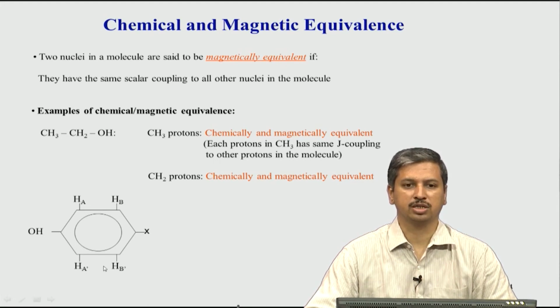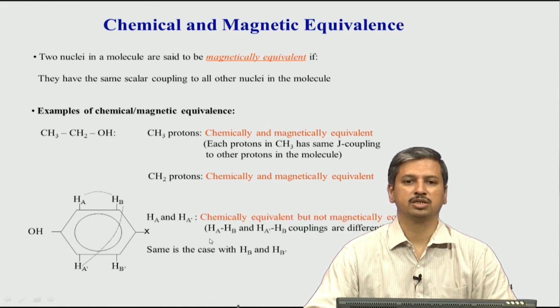Similarly, you can consider this hydrogen atom and this hydrogen atom the same way: these two are chemically equivalent, but if you take any one hydrogen atom, let us take this one, its interaction with another hydrogen atom that is 3 bonds away has one particular strength of J coupling. But the J coupling of this with this hydrogen, which is 5 bonds away, is a different type of interaction, a weaker interaction. Therefore, these two hydrogens are magnetically inequivalent even though they are chemically equivalent.